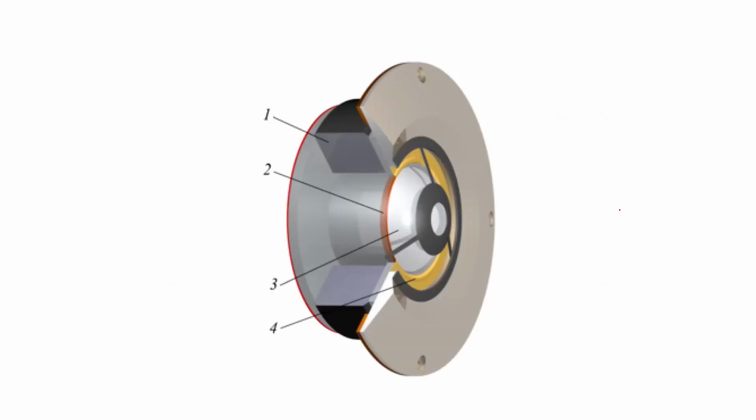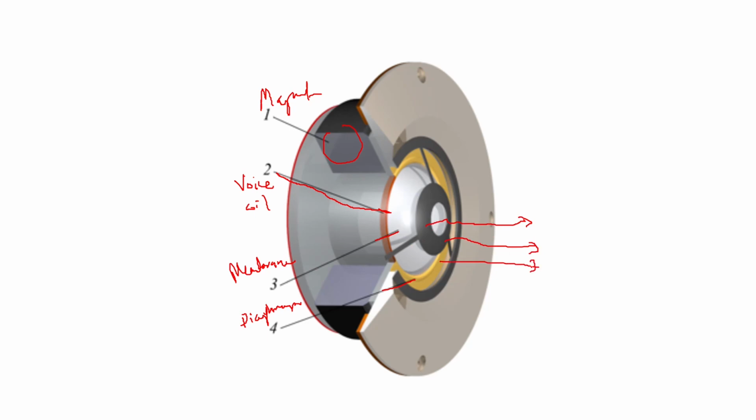Here you can see a type of tweeter. The first one can be your magnet. This can be your voice coil. This can be a membrane on that. And here on top you can have the diaphragm, which can move and vibrate and produce sound, and the sound can come out like this. So this is how a tweeter looks.